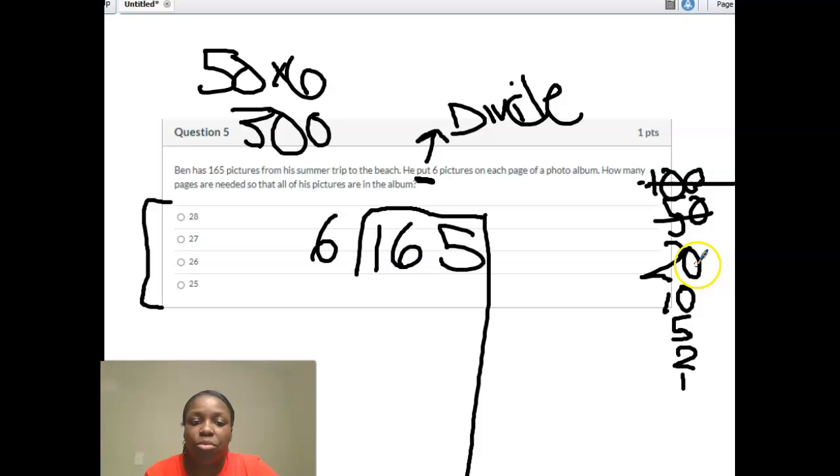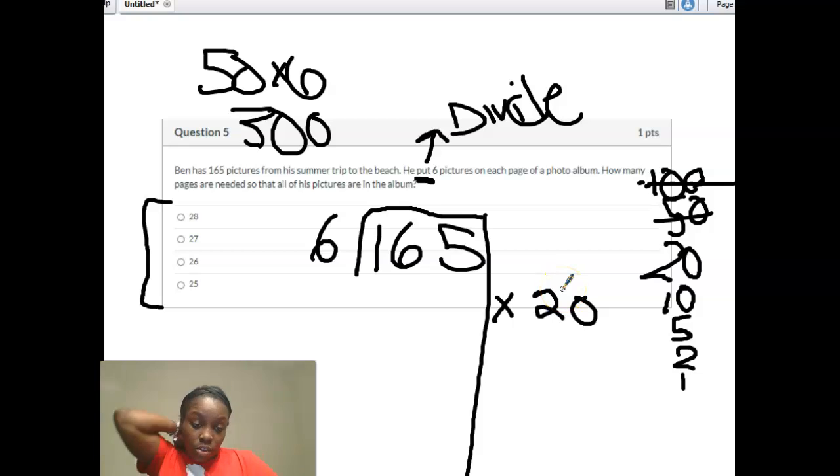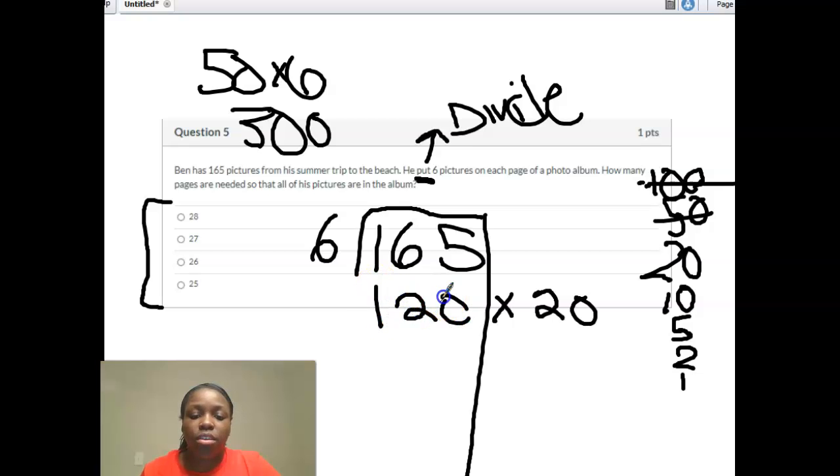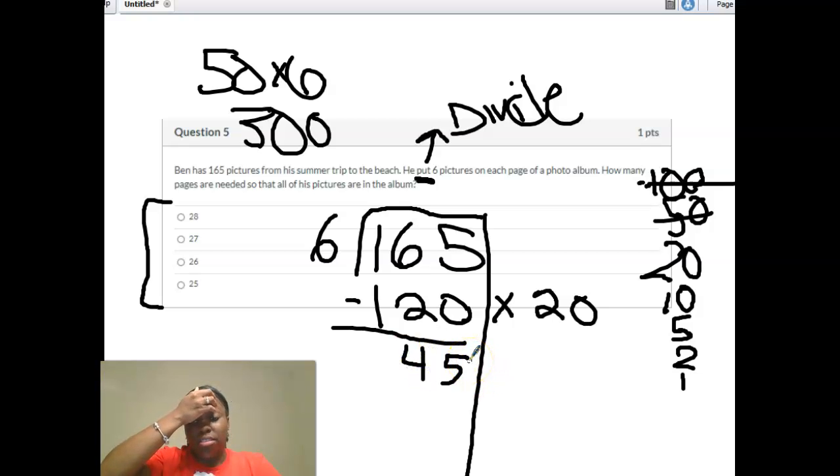It's way above 165. So I can't do times 50. So now I try times 20. So I'm going to do 6 times 20. What is 6 times 20? Great, 120. So is 120 less than 165? Can I put 120 here? Yes, you can. So I'm going to put 120 here, and then I'm going to subtract. So when I subtract, 5, 6 minus 2, 4. So I have 45.